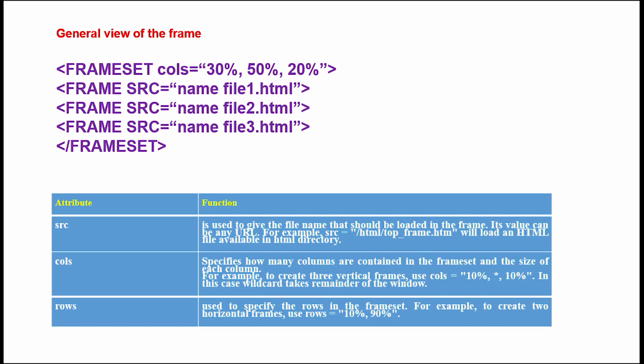We use frameset to divide our page into 3 frames. The first one takes 30%, the next one takes 50%, and the last takes 20%. The src attribute is used to give the file name. The cols attribute specifies the number and size of columns, and the rows attribute is used to specify the rows in the frameset.